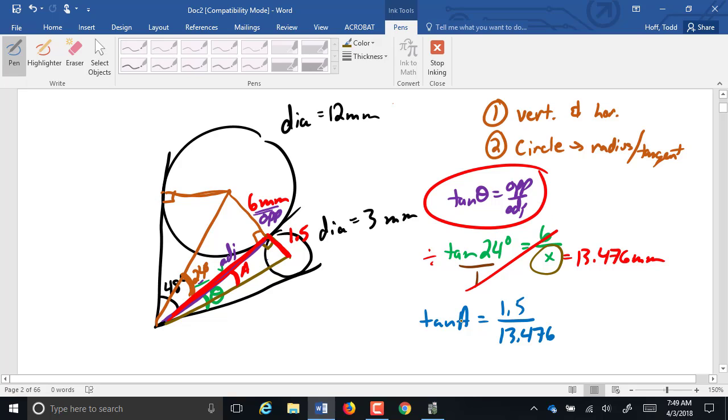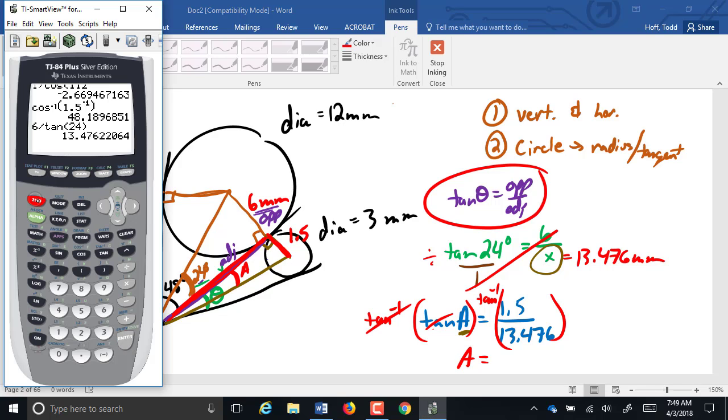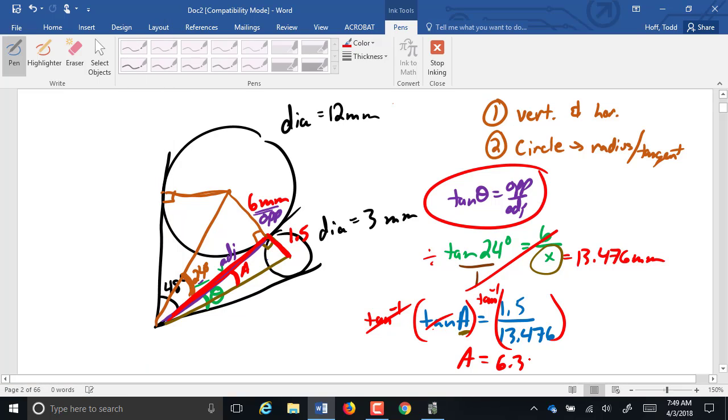Down here, however, we're looking for an angle. When we're looking for an angle, we do an inverse trig function. We did a tangent, so we're going to do an inverse tangent. So tangent and inverse tangent cancel out. A equals the inverse tangent of 1.5 divided by that previous answer, which is 6.351 degrees. We'll go with 6.35 degrees.